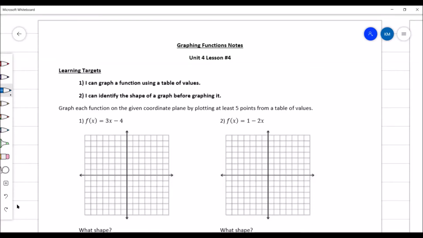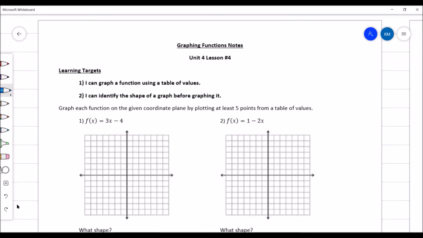Today we're going to look at graphing functions notes. At the end of this video, you should be able to graph a function using a table of values, and you should be able to identify the shape of a graph before graphing it. Okay, let's jump right into it because we've already established a lot of these skills in our previous lessons. Now we're kind of just putting it together.